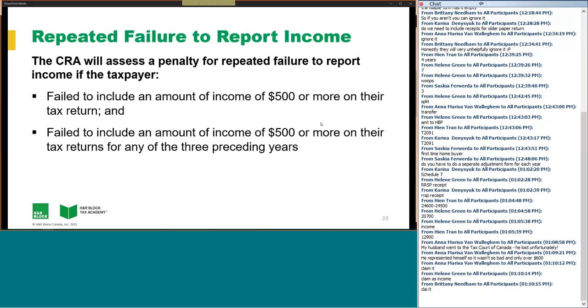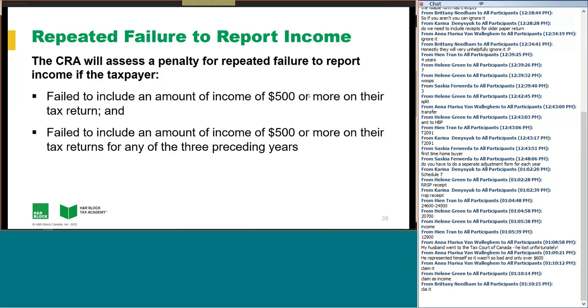All right, then there's another penalty if you are caught continually not reporting income. So if you fail to include income of $500 or more on your tax return, and you've done that in any of the 3 preceding years, there's going to be another penalty on top of that. This is not super common for the clients we have except in one area, and that is repayments of Homebuyers' Plan or Lifelong Learning Plans.